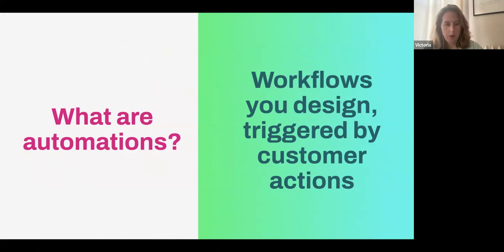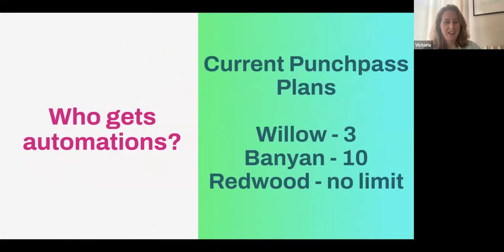And again, we have a lot of them now, but let's talk a little bit about what you get access to. So depending on your Punchpass plan, you may be able to build a certain number of automations. Currently on our Willow plan, you get access to 3 automations. On Banyan, you get 10. And on Redwood, there is no limit to how many automations you want to build. Now, that doesn't mean that you only get access to certain automations. It just means that of all the automations we have, on Willow, you can build 3 of them. On Banyan, you can do 10, and Redwood, you can make as many as you like.